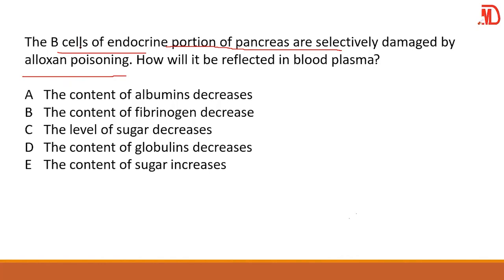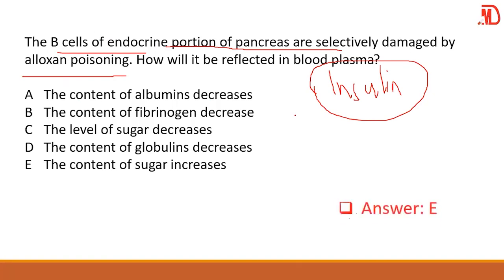You know that B cells are responsible for the production of what? Insulin. Beta cells or B cells. And insulin does what? It reduces sugar concentration inside the blood. That's the function of insulin. So if the B cells are being destroyed, there will be an insufficiency of insulin inside the blood. And that will mean that sugar level will increase. So your answer is E. It will increase, not decrease. All right.